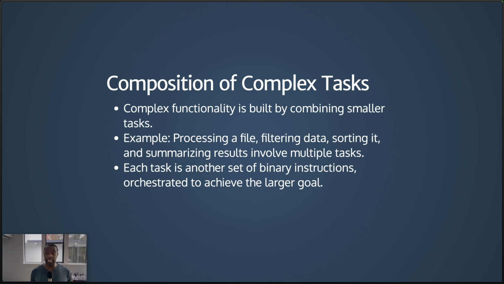So this is how we can get complex tasks, which gets into more complex building blocks. Complex functionality is built on combining smaller tasks. Example, processing a file, then filtering it, sorting it, and summarizing results involves multiple tasks. Each task is another set of binary instructions orchestrated to achieve the larger goal.